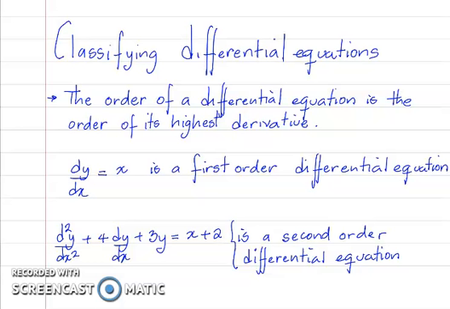Now, dy by dx is equal to x is a first order differential equation, because you have a first order derivative. Now, d2y by dx squared plus 4 dy by dx plus 3y is equal to x plus 2 is a second order differential equation, because the highest derivative is second order.